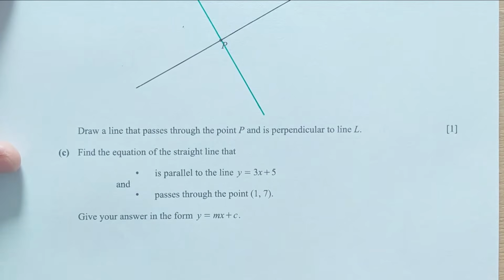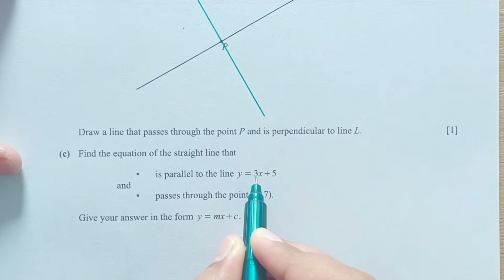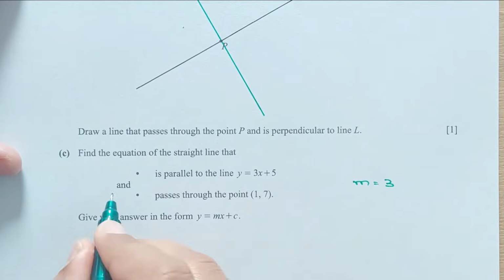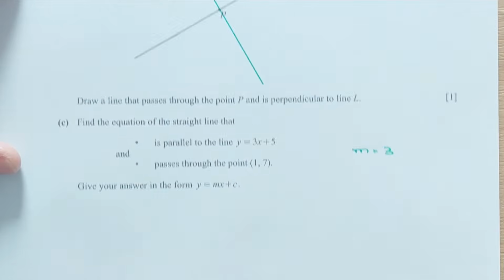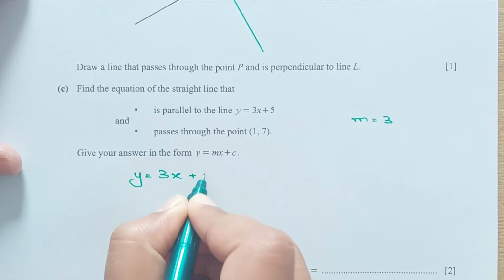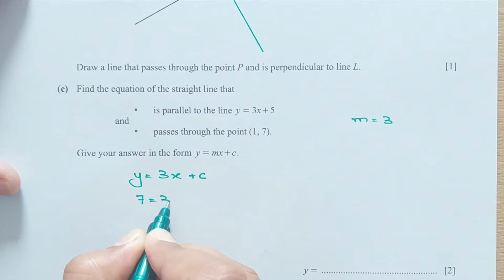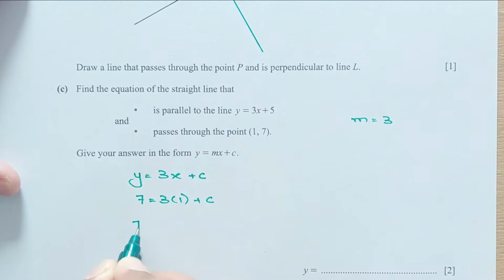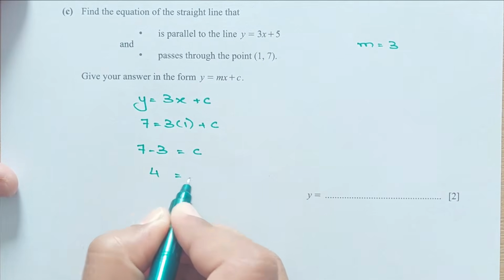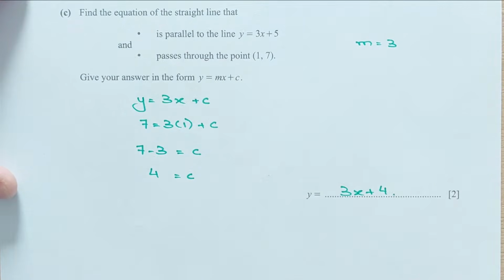Now for part C, find the equation of the line that is parallel to the line y equals 3x plus 5. When it is parallel, the slope of that line is also equal to 3, and it passes through the point (1, 7). Give your answer in the form y equals mx plus c. So we have y equals 3x plus c, and to get the value of c we put in this point, x is 1 and y is 7. 7 equals 3 times 1 plus c. 7 minus 3 equals c. 4 equals the c value. So y equals 3x plus 4 is the equation of the line.